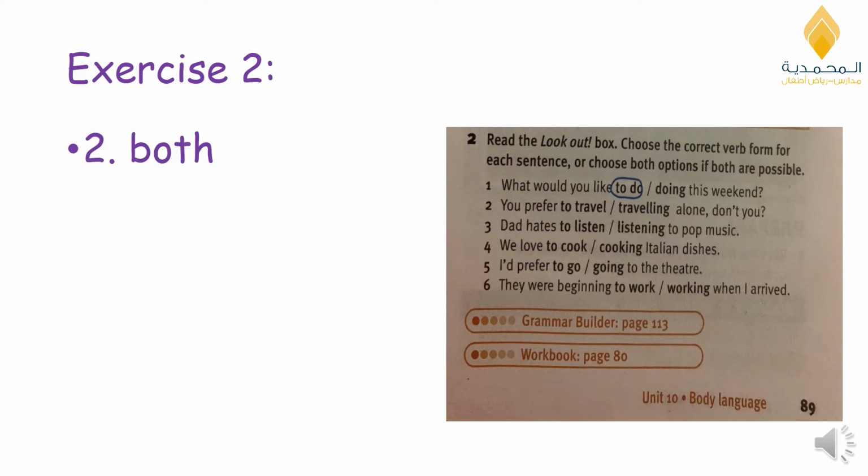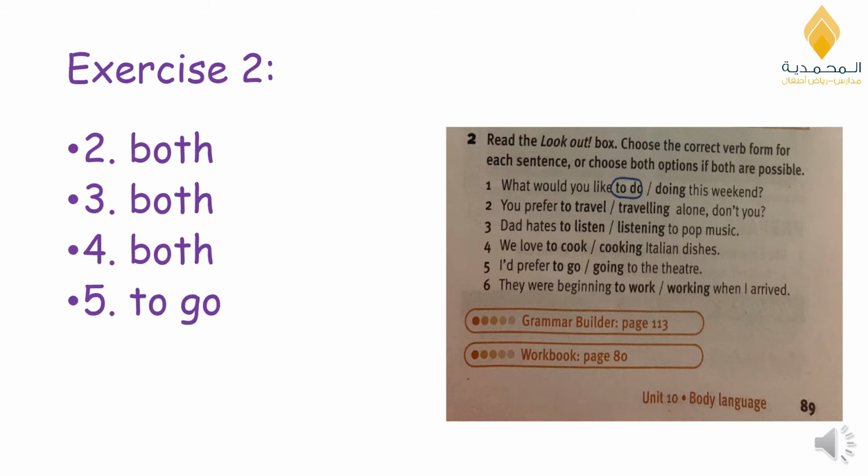Dad hates to listen or listening to pop music. Here also we can use both of them according to the grammar we took in the lookout. Number 4, we love to cook or cooking Italian dishes. We can use both also. Number 5, I prefer to go or going to the theater. In this sentence we have to use to go because we have would: I would prefer. Number 6, they were beginning to work or working when I arrived. We have to use to work because beginning is in the continuous form, so we cannot use an ing form. We have to use an infinitive form.